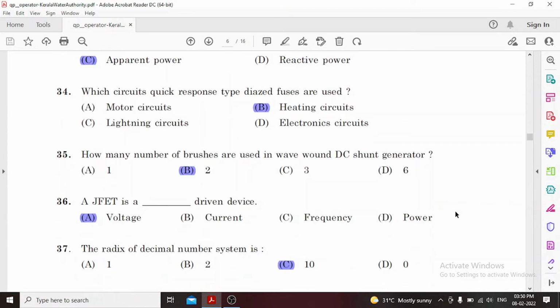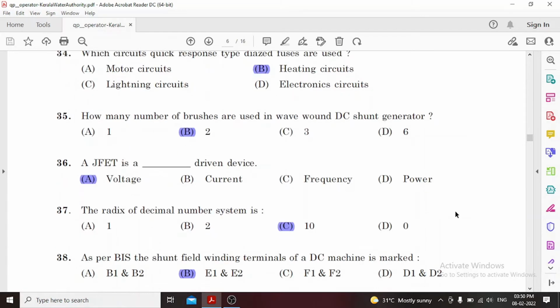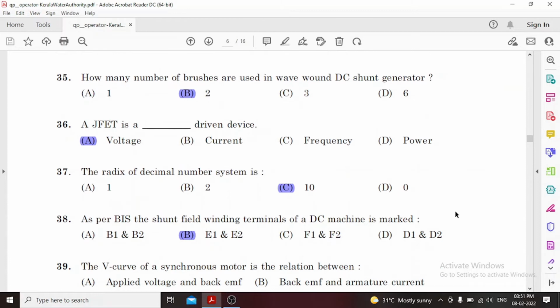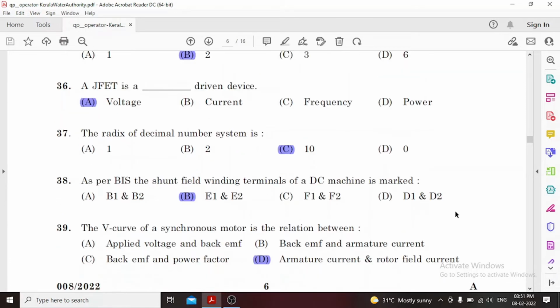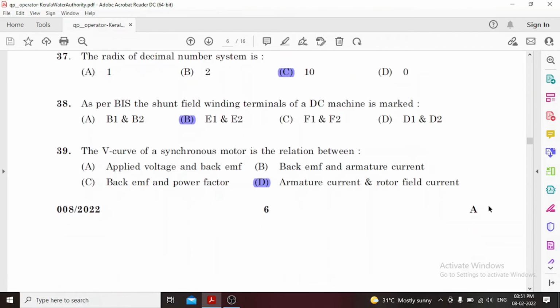35, how many number of brushes are used in wave wound DC shunt generator? 2. Option B, 2. 36, a JFET is a dash driven device. Voltage. Option A, voltage. 37, the radix of decimal number system is 10. Option C, 10. 38, as per BIS, the shunt field winding terminal of a DC machine is marked E1 and E2. Option B, E1 and E2.